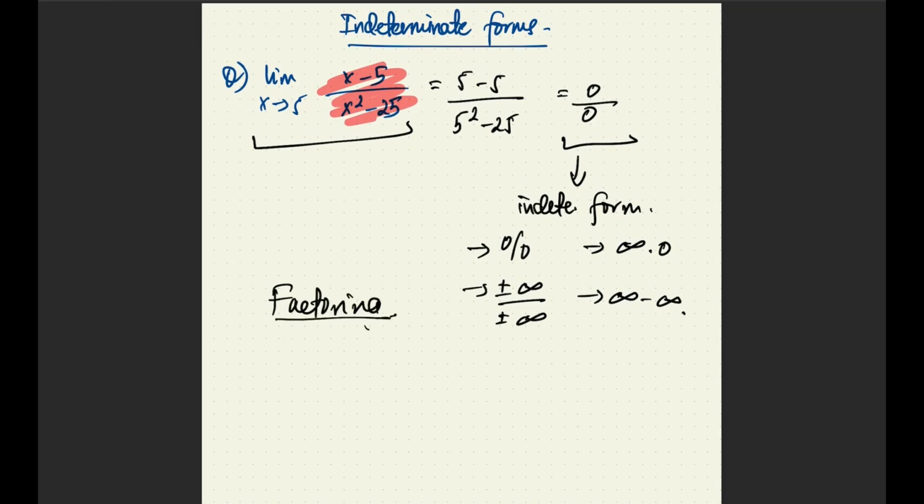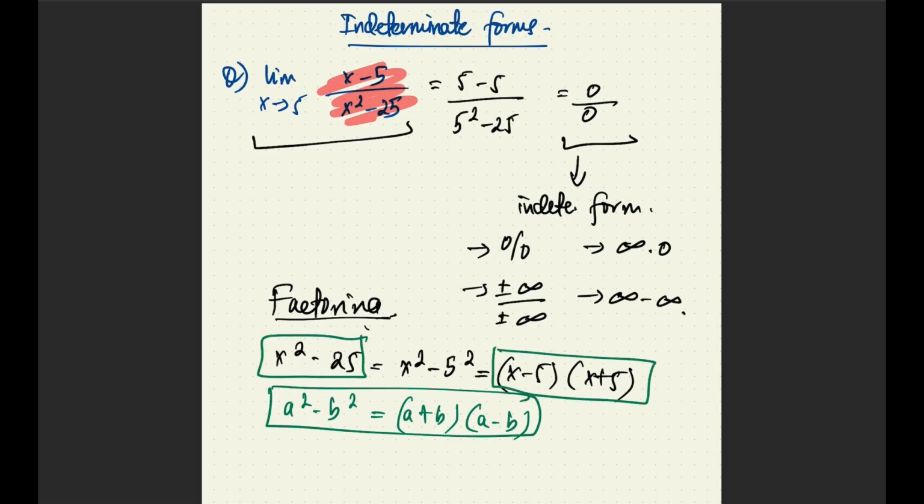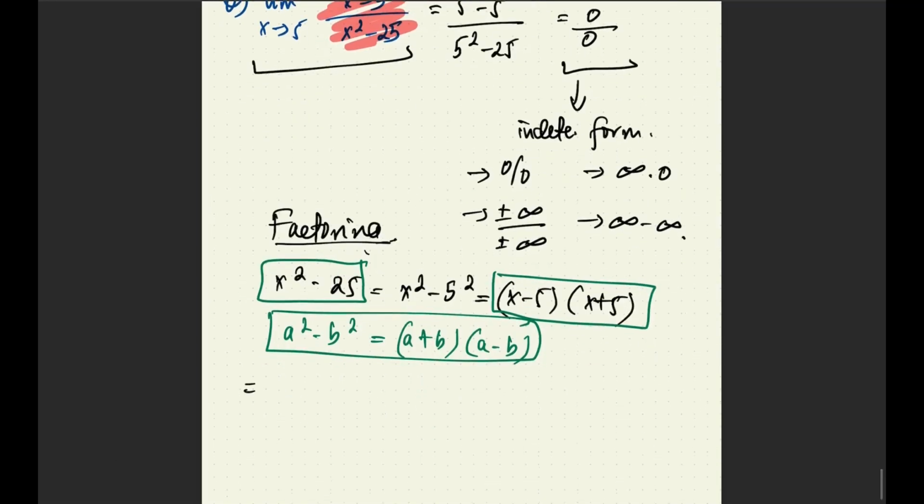So if we look a little closer, the denominator is x squared minus 25. Now this is what we call a difference of two squares, because we can write x squared minus 25 as x squared minus 5 squared. And this can be written as x minus 5 multiplied by x plus 5. The definition of the difference of two squares is a squared minus b squared is mathematically equal to a plus b multiplied by a minus b. So if we write x squared minus 25, or if we write x minus 5 multiplied by x plus 5, mathematically it's the same thing. We're just modifying it.